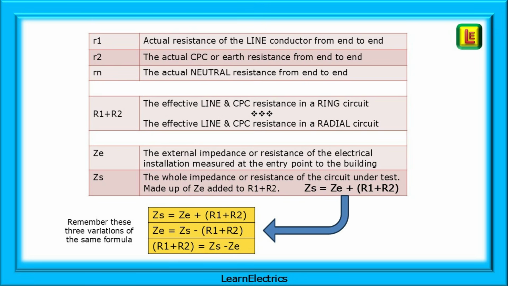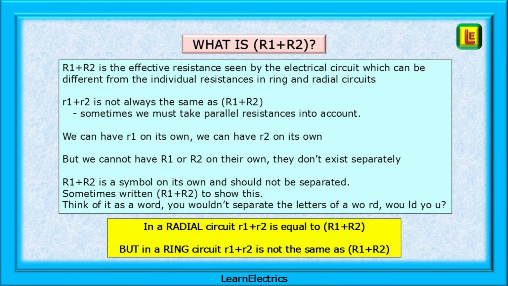And here we have the 3 transpositions of the ZS formula shown in the orange box. If you know any 2 values, one of the formula arrangements will show you what the third value is. R1 plus R2 then is the effective resistance seen by the electrical circuit, which can be different from the individual resistances in ring and radial circuits. Little r1 plus little r2 is not always the same as big R1 plus big R2. Sometimes we must take parallel resistances into account.